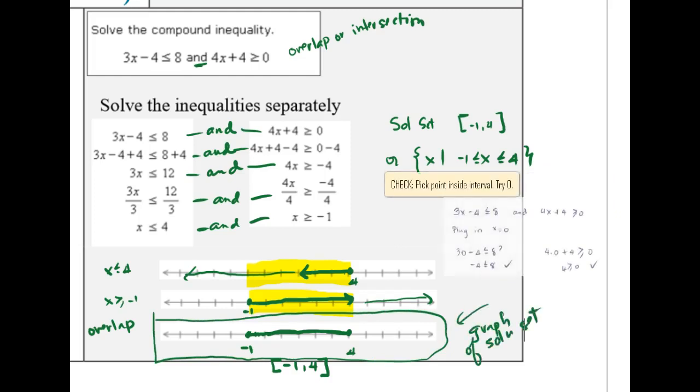Now check your answer. Try a point inside the interval, let's say 0. Plug it into the original inequalities and see if the inequalities remain true. And in this case, both are true. So with high probability, our answer is correct.